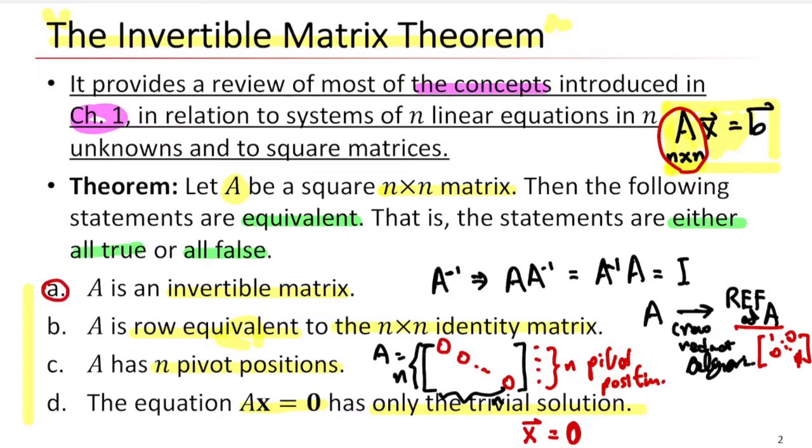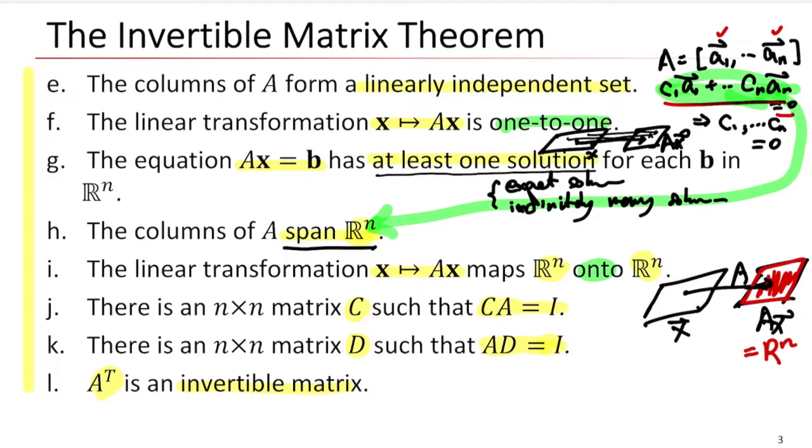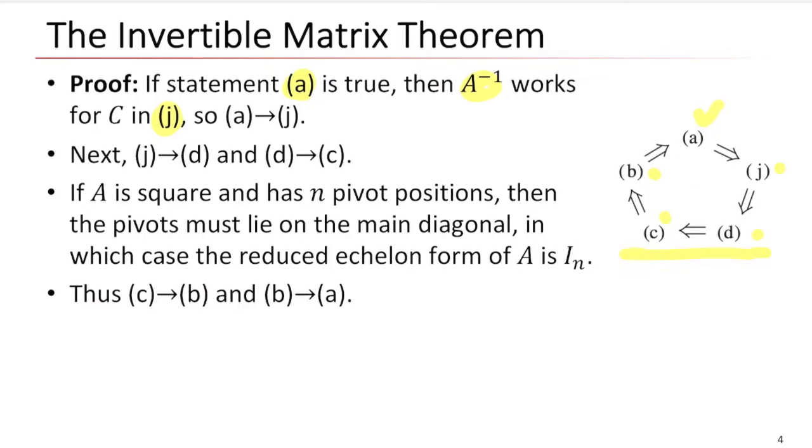If, by this theorem, A is an invertible matrix, then what should C be? In this equation, C should be A inverse, right? So there is the n by n matrix C, which is A inverse. So we can say that statement A implies statement J.